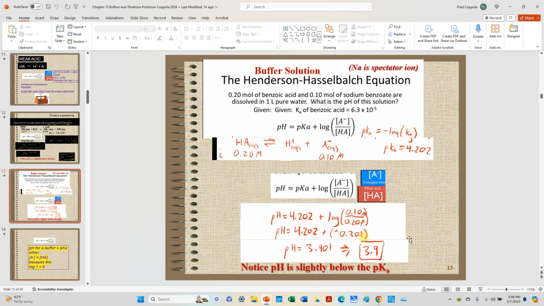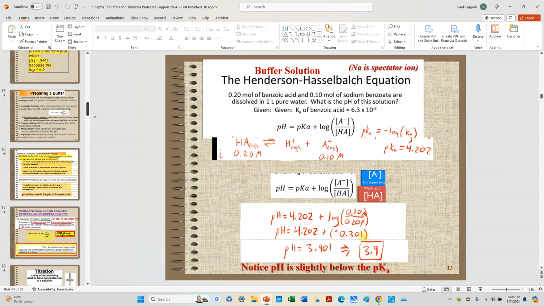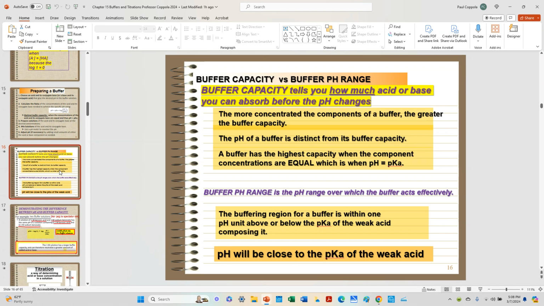It's 12 and 13. Now I want to go to slide 16. Again, I'm highlighting. You should look through all the slides. You should know that the buffer capacity tells you how much acid or base you can absorb. Okay? So that you may find that in the matching question. Make sure you know that.